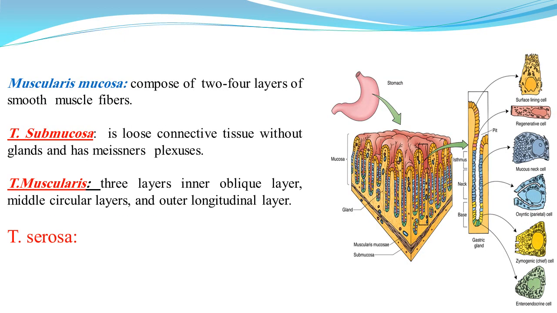The muscularis mucosa of the stomach is composed of 2 to 4 layers of smooth muscle fiber, while the tunica submucosa was loose connective tissue without glands and has the mesenteric plexus. The tunica muscularis of the stomach has 3 layers: inner oblique layer, middle circular layer, and outer longitudinal layer. And the final tunica was the tunica serosa.